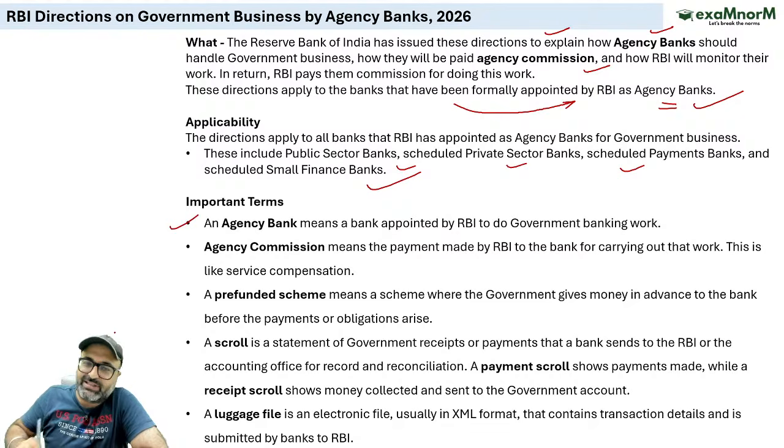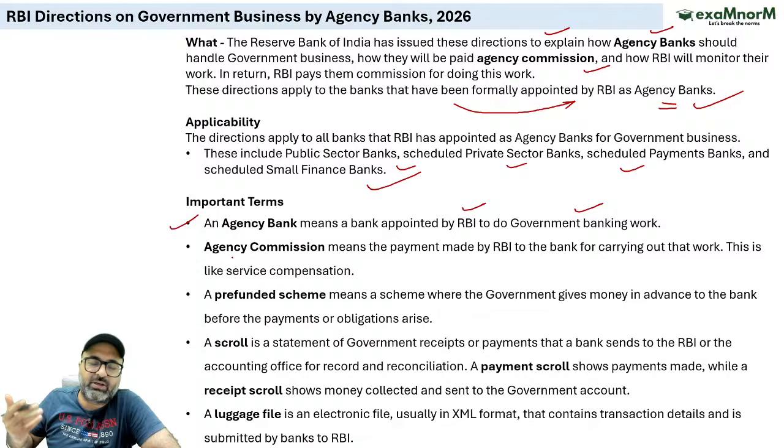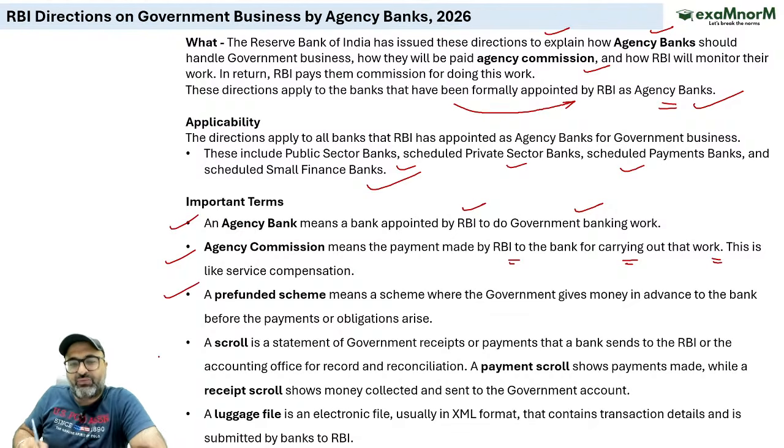What is an agency bank? The bank appointed by RBI to do work for the Government of India. Then agency commission means the payment made by RBI to the bank for carrying out the work. The pre-funded scheme means a scheme where the government gives money in advance to the bank before the payment or obligation arises.